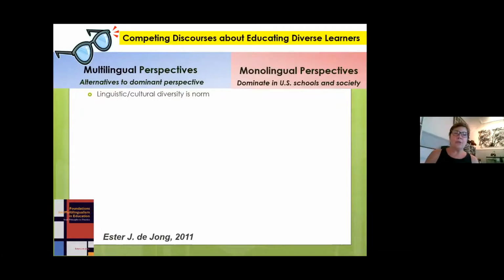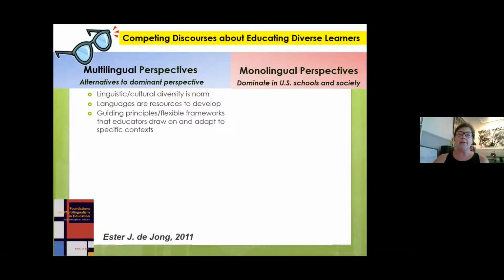So first of all, in a multilingual perspective, linguistic and cultural diversity is the norm. It's not a problem, it's just a fact of life, and we see this more and more in schools across the country. Languages are resources to develop. We always see all of the languages in a student's linguistic repertoire as resources to build on and to use to make connections to complex content and text that we're studying in our classes. We use guiding principles and flexible frameworks that educators can draw on and adapt to specific contexts, because those of us in the multilingual education world know that you have to be flexible. One size fits all just won't do it. We take a holistic view of bilingualism.